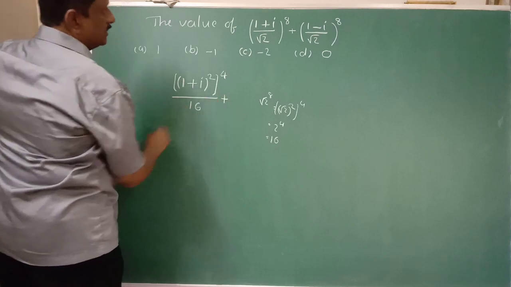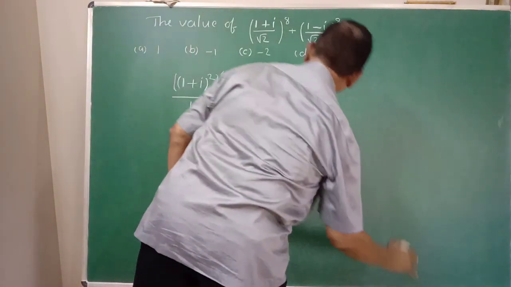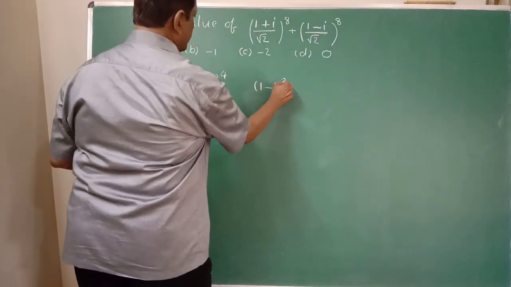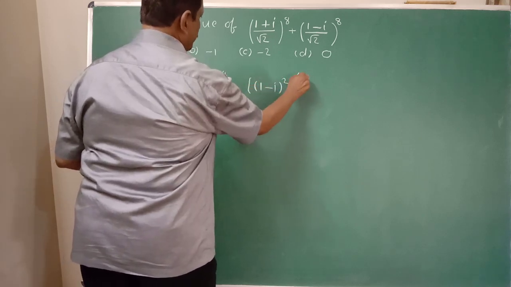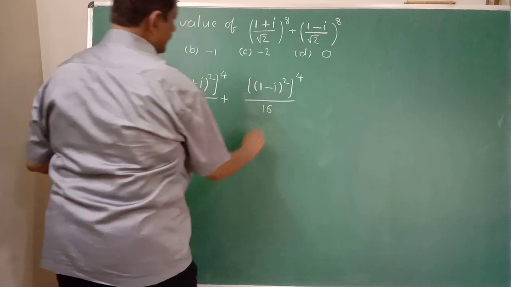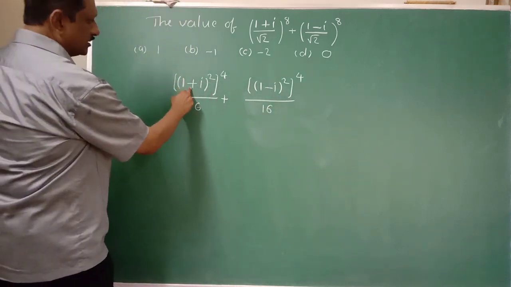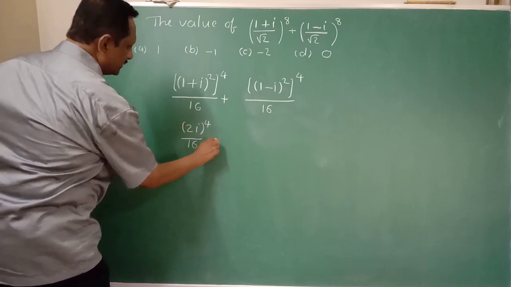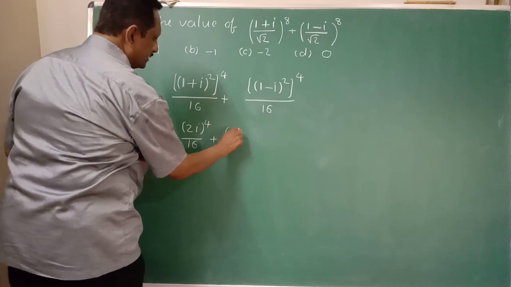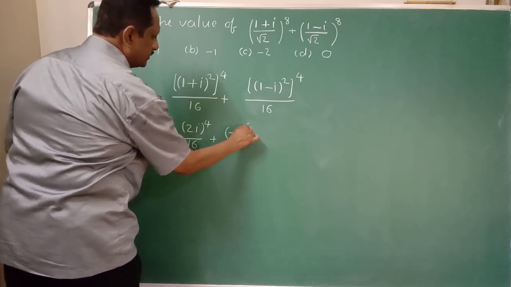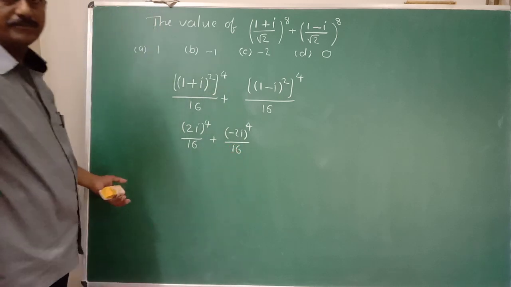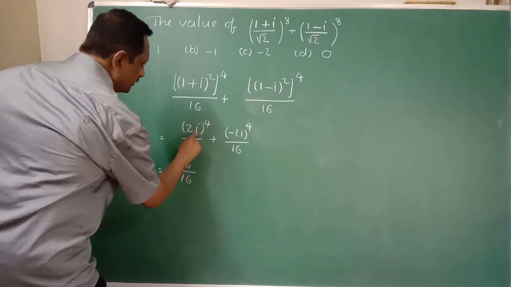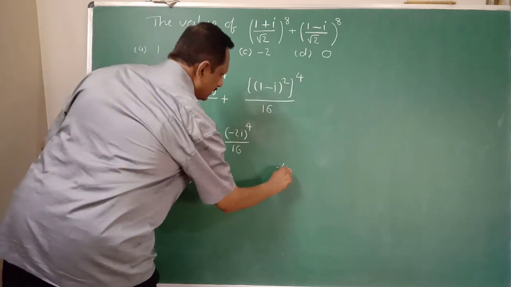Then plus, this can be written as (1 minus i) raised to 2, this raised to 4, divided by 16. And you know (1 plus i) whole square is 2i. So (2i) raised to 4 divided by 16, plus (1 minus i) whole square is minus 2i, (minus 2i) raised to 4 divided by 16. So 2 raised to 4 is 16, divided by 16. i raised to 4 is 1.